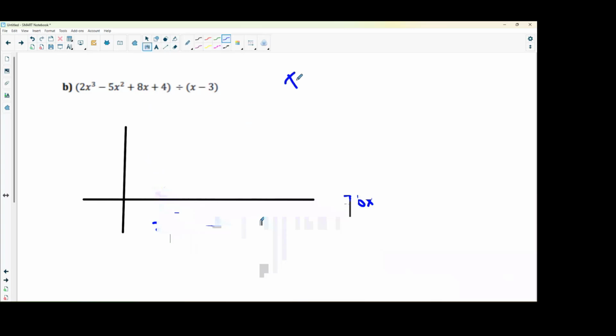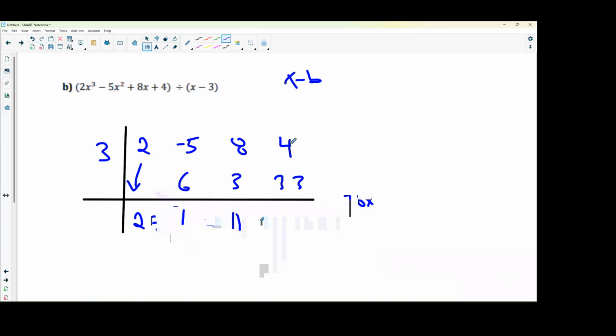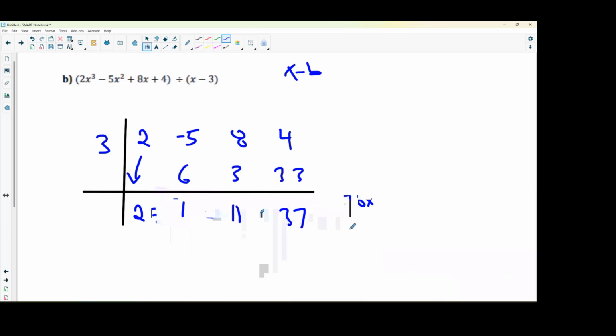So remember, x minus b, so my b value in this case is 3. So that goes there. All the coefficients: 2, -5, 8, and 4. And the first term always comes down. So we have 2. 2 times 3 is 6. -5 plus 6 is 1. 1 times 3 is 3. 8 plus 3 is 11. 11 times 3 is 33. And then 37 is my remainder.